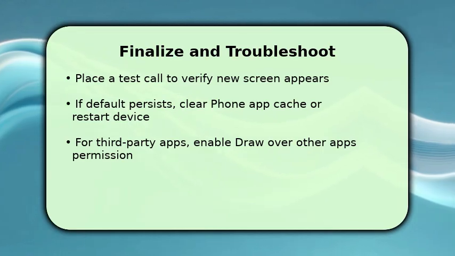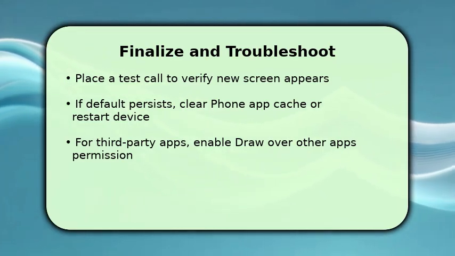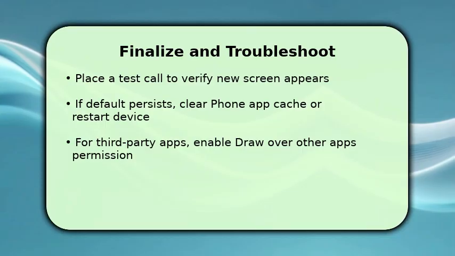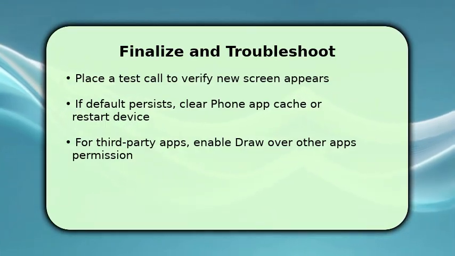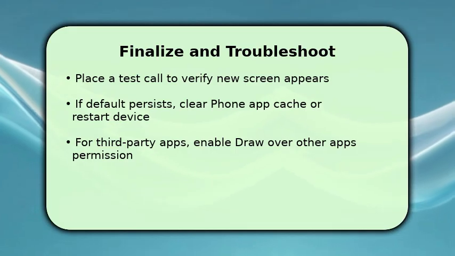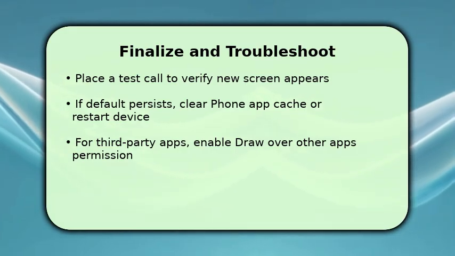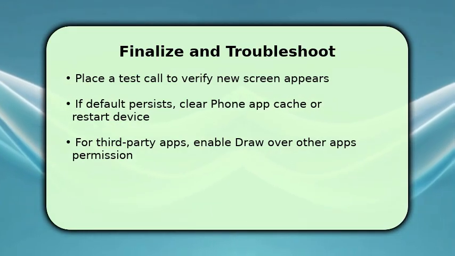If you used a third-party caller or theme, open App Settings and enable Draw over other apps and Auto Start permissions. If problems persist, uninstall conflicting caller apps or reinstall the theme, then repeat the apply step.